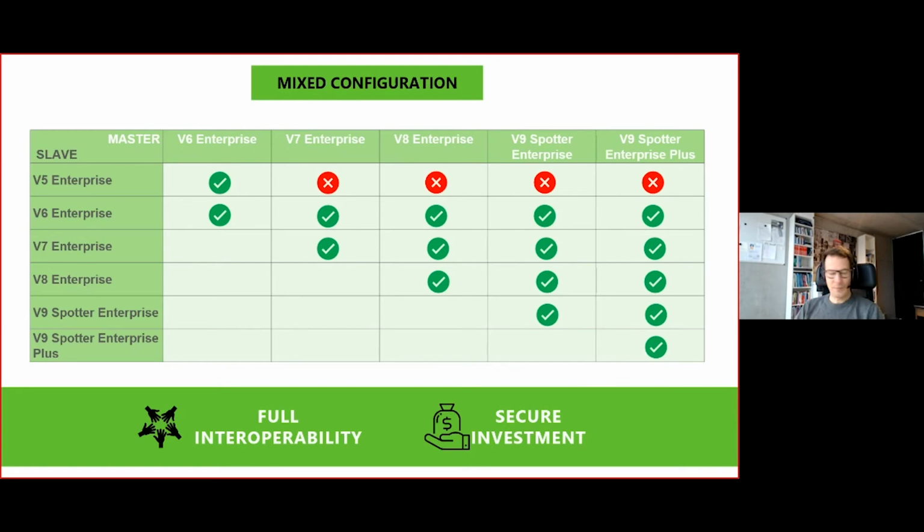So that was a very quick overview about our Spotter V9 models, about the mixed configurations, about the upgrade paths within version 9, about the upgrade paths from version 5, 6, 7, 8 to version 9 and version 9 Enterprise Plus. And it was also a very simple information about how we are licensing, because it's very easy.